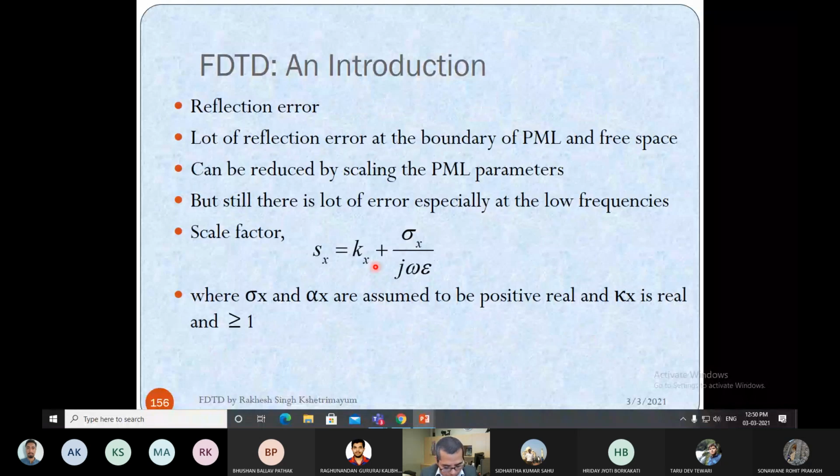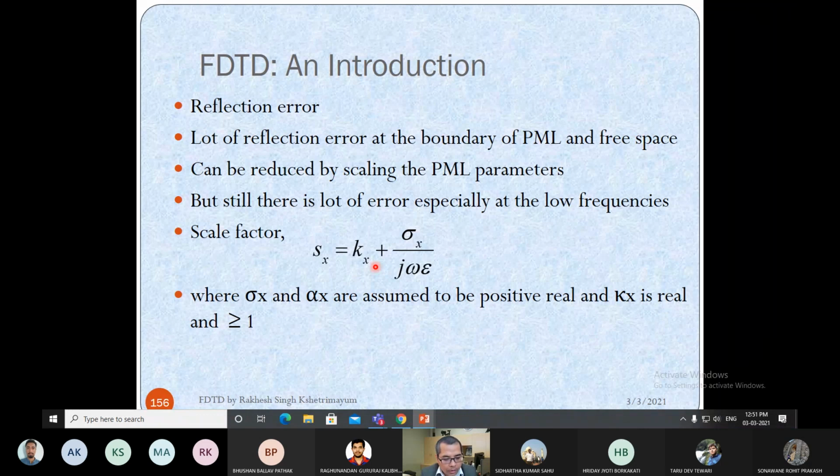Okay, so that was about the auxiliary field update equation. We will have 6 extra auxiliary field update equations along with the electric field and magnetic field. For every component of the electric field, you'll also have an auxiliary field. For every component of the magnetic field also, you'll have an auxiliary field. So you have to write 6 more update equations for the FDTD program. In total, you'll have 12 update equations for the FDTD program.